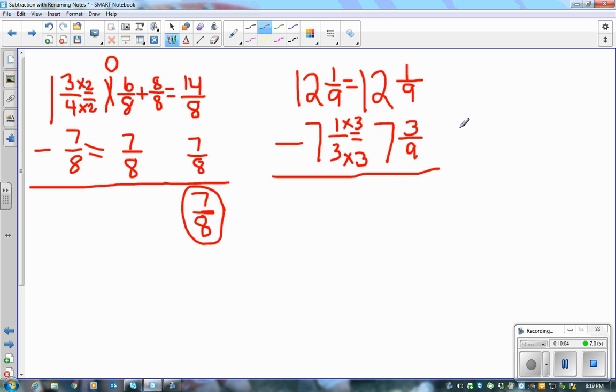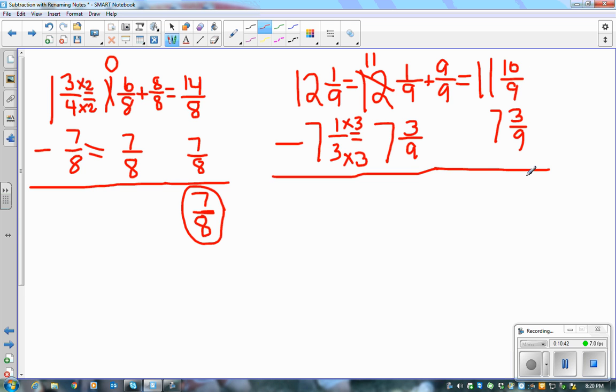1 minus 3, I'm unable to do that as it is, so I'm going to have to regroup. So I'm going to take 1 from my 12, makes it 11. That 1 whole comes right over here in the form of a fraction. My denominator's 9, so I make it 9 ninths. So I bring my whole number over, which is now 11. 1 plus 9 is 10 ninths. 7 and 3 ninths comes straight over. 10 minus 3 is 7 ninths. And 11 minus 7 is 4.